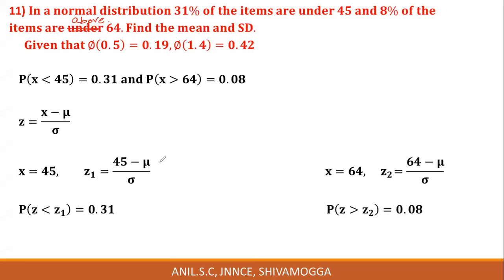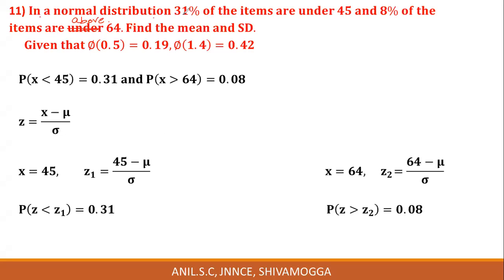So please change it. In a normal distribution, 31% of the items are under 45 and 8% of the items are above 64. Find the mean and standard deviation. This is the problem. Now let's write the first statement.